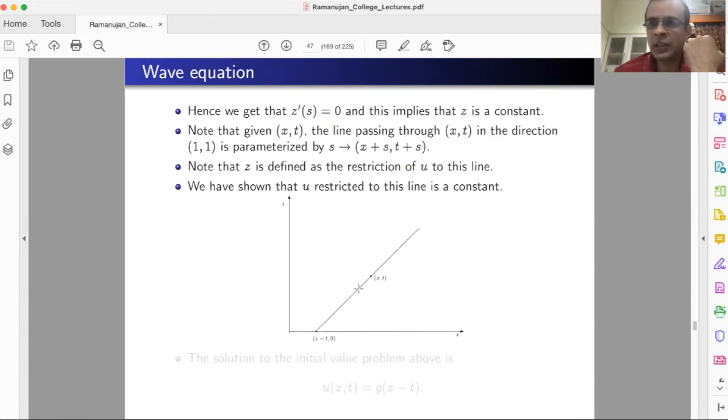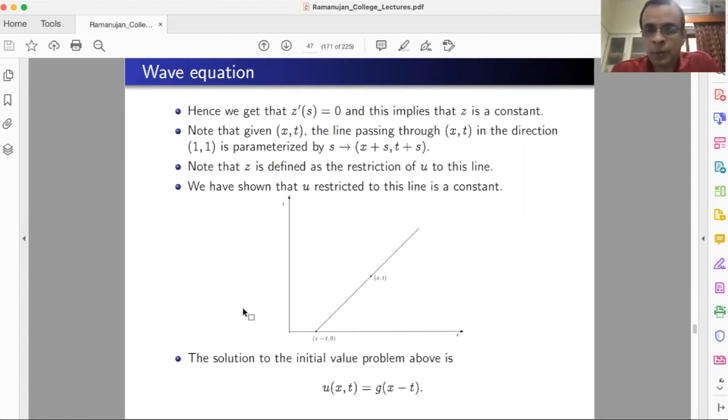But I'm given an initial value problem. In other words, I'm given the function u should satisfy on the x-axis. On the x-axis, I'm given that it's a function g of x. Therefore, since I know the value of u on the x-axis, that's going to be the same value along every point on this line. That's the interpretation.